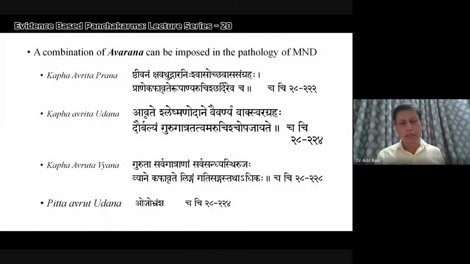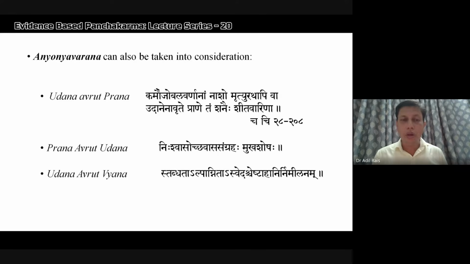Now in Kapha Avrit Vyan, features like Guruta, Sarv Gatranam can be correlated with motor neuron disease. Then in the conditions of Pitta Avrit Udan, there is Ojo Branch, which is generally found in every patient of motor neuron disease. Anyonya Avran can also be taken into consideration because Karm, Ojo, Balvana, Nasho, Mrityu are mentioned, wherein the Udan Vayu covers the Pran Vayu. In this also, Mrityu is mentioned. So the prognosis of the disease is not very good if we correlate with this. Now Nishwas, Uchwas, Sangrah in Pranavrit Udana, Vyan, Stabdal, Pagnita, Sweda, Cheshta Hani is the feature here.